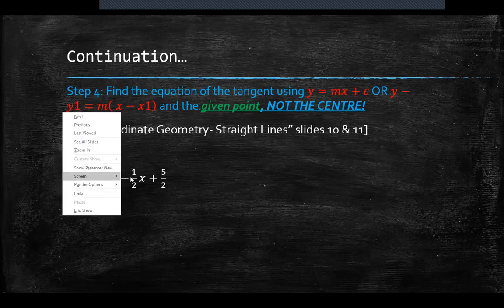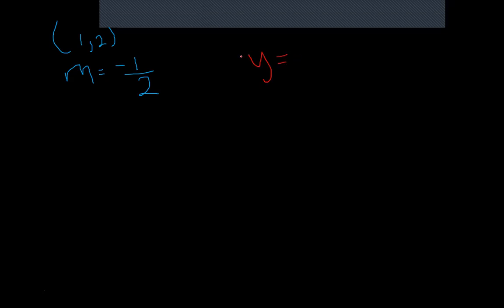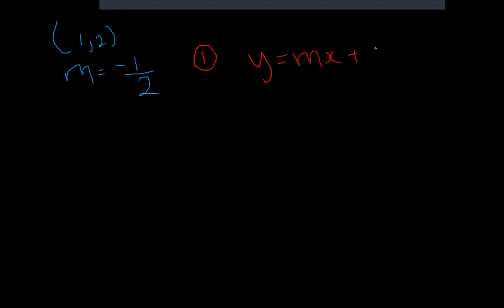Okay, for the people who need a refresher, we have the given point, and we have the gradient, which is minus a half. This is the gradient of the tangent, and this is a given point on the tangent. So now to find the equation, we could use the first method: y is equal to mx plus c, and just substitute your values.